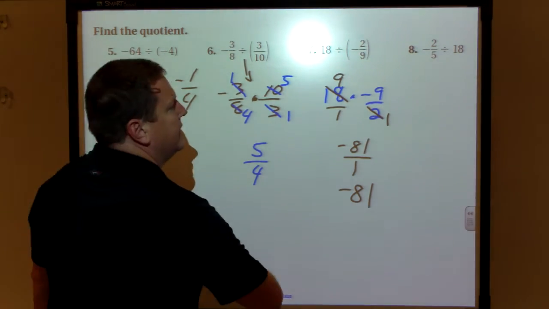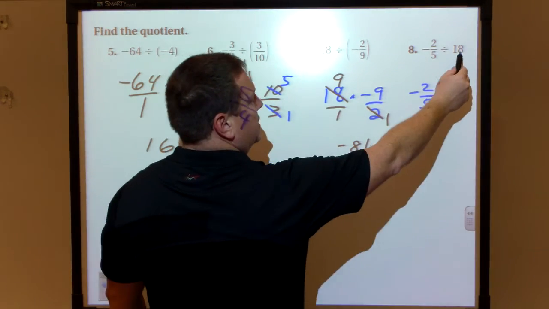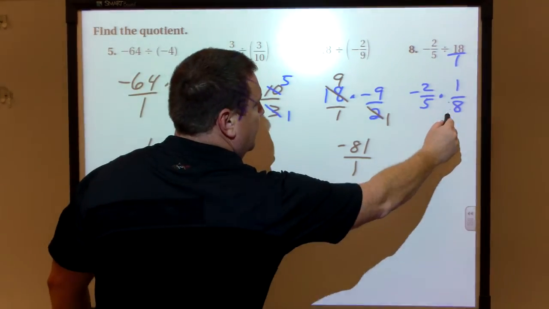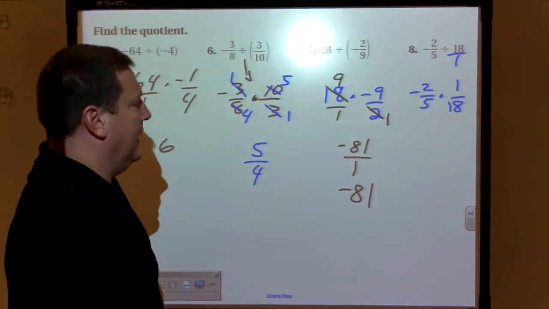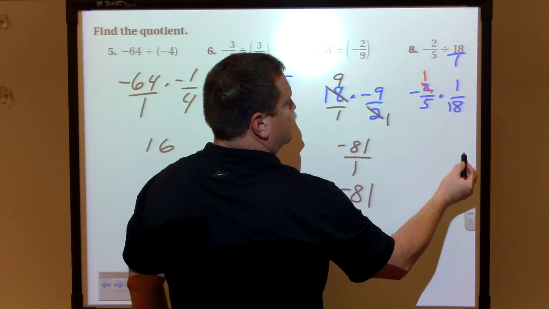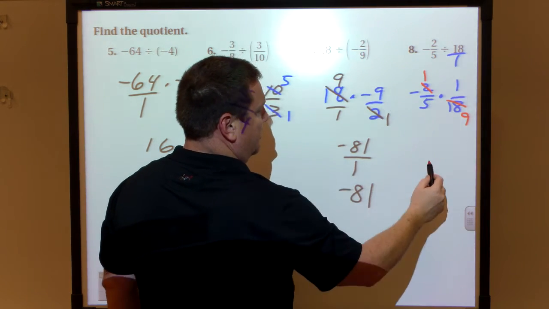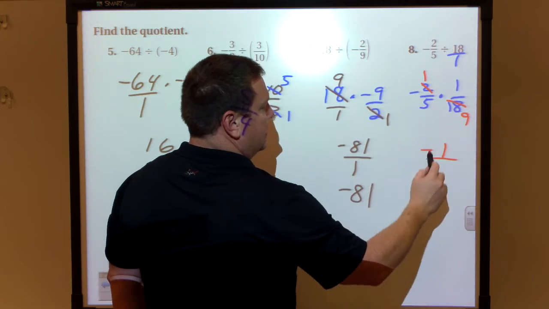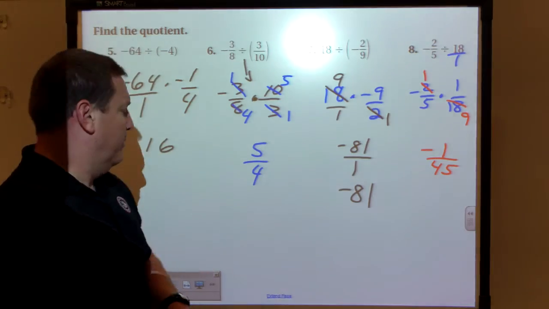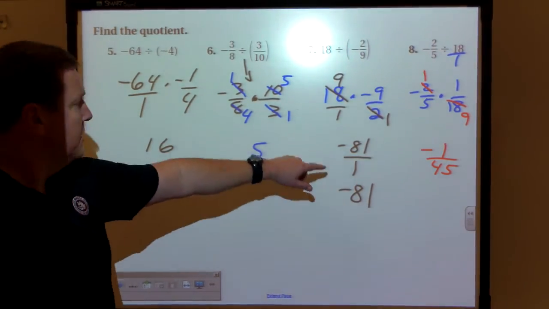Same thing with the last one here, -2/5. We're going to change this to times, but the reciprocal of 18 is 1/18. I'm going to pre-simplify here. The 2 and 18 have a 2 in common, so divide by 2 I get 1, divide by 2 I get 9, so it's -1 times 1 on the top, which is -1, and 5 times 9 on the bottom, which is 45. So that one becomes -1/45.